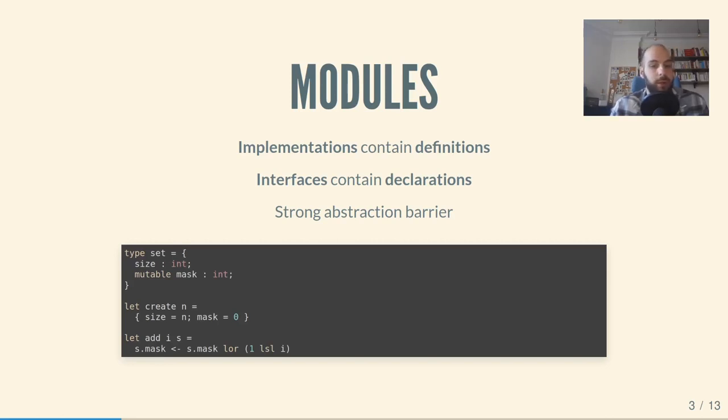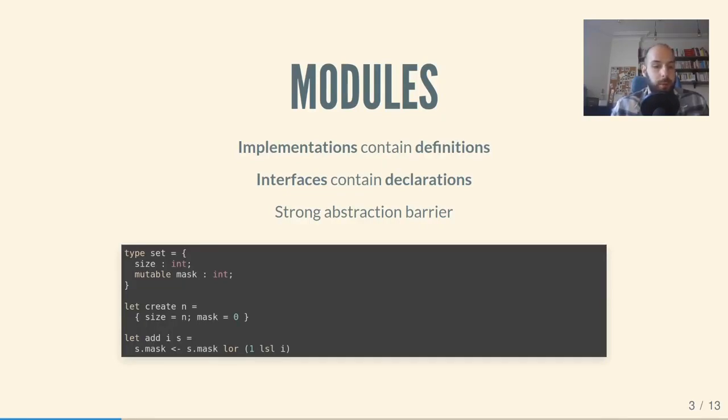It also defines a create function, which takes an integer n and returns a fresh set of size n. Note that OCaml features type inference, so you don't need to annotate n with its type. Finally, the add function takes an integer i and a set s, and modifies s's mask to set its ith bit to 1, using OCaml's bitwise operations.